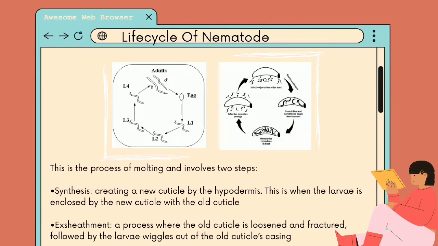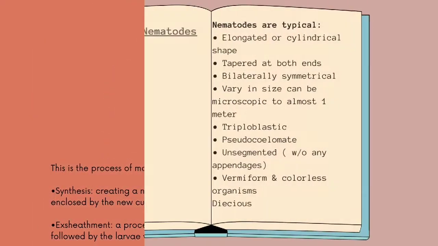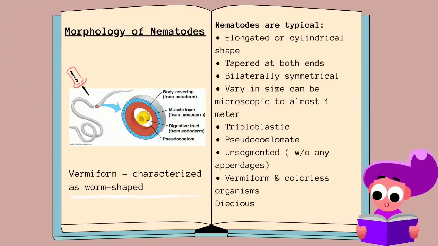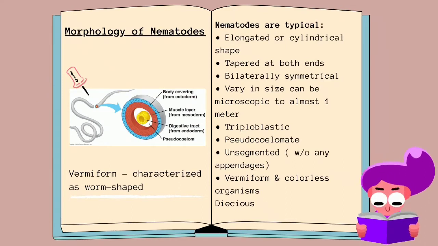This is the process of molting, and it involves two steps. Firstly, synthesis, creating a new cuticle by the hypodermis. This is when the larva is enclosed by the new cuticle along with the old cuticle. Secondly, ecdysis, the process where the old cuticle is loosened and fractured, followed by the larva wiggling out of the old cuticle's casing.